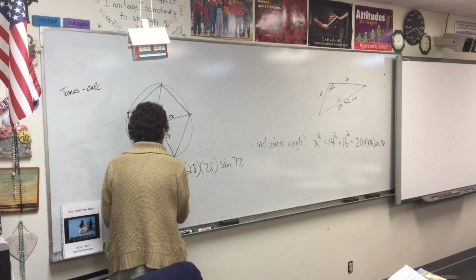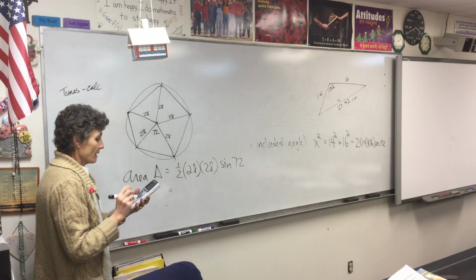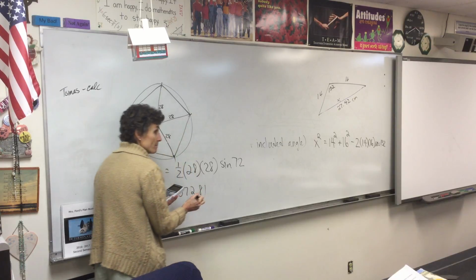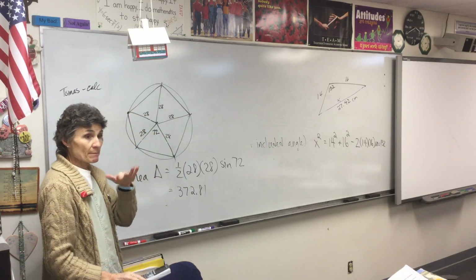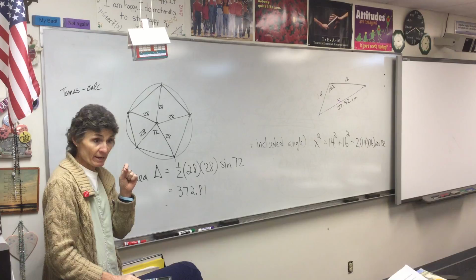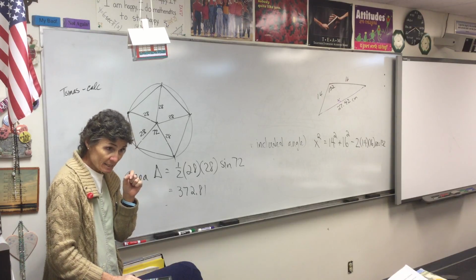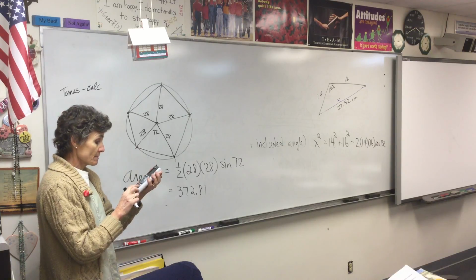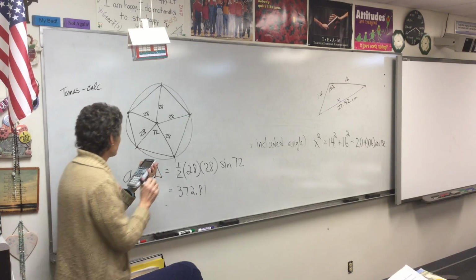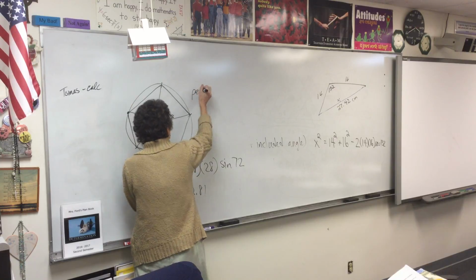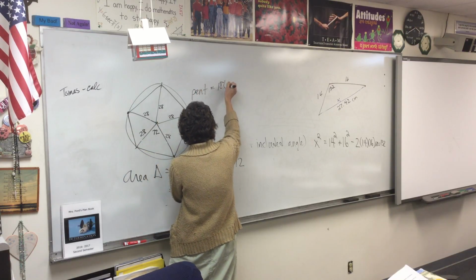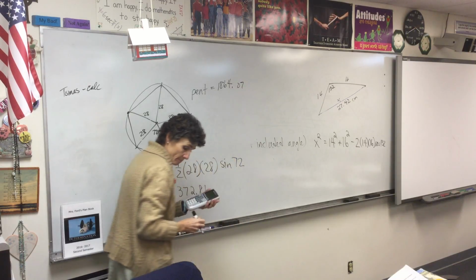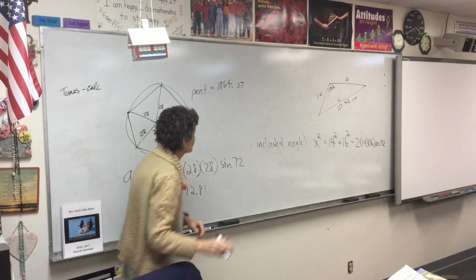Okay, I have to be careful. I got the triangle area to be 372.81. But I've got to be careful because I'm supposed to be finding the area of the pentagon. So what am I going to do with this number? Times it by 5. So the area of my pentagon is 1864.07 square inches.